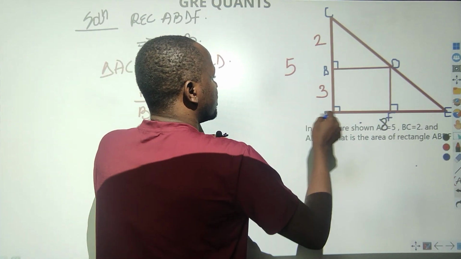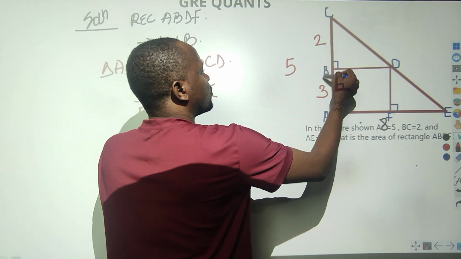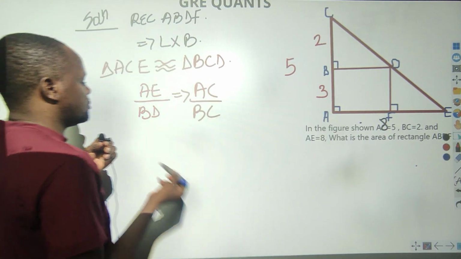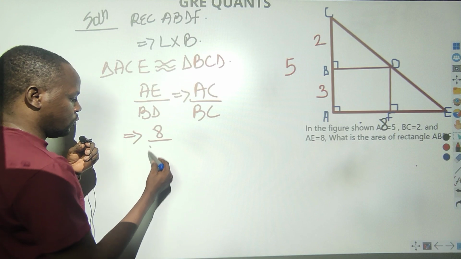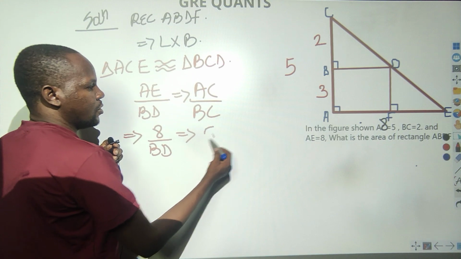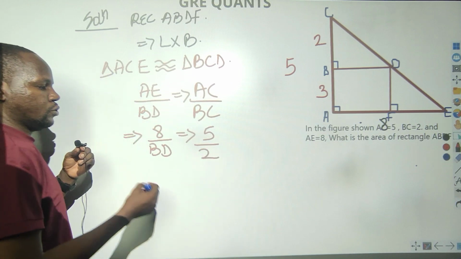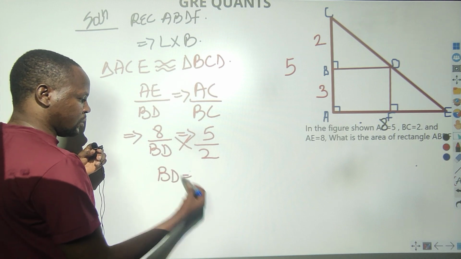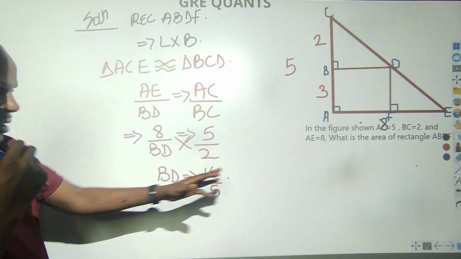So it must be equal to, which side do I know? For the big triangle, I know AC. AC corresponds to what for this one? BC. I hope you can see that. So substitute the values. AE is 8, BD you don't know, AC is 5, then BC is 2. When I cross multiply, BD is equal to 2 times 8, which is 16, over 5. So BD is 16 over 5.